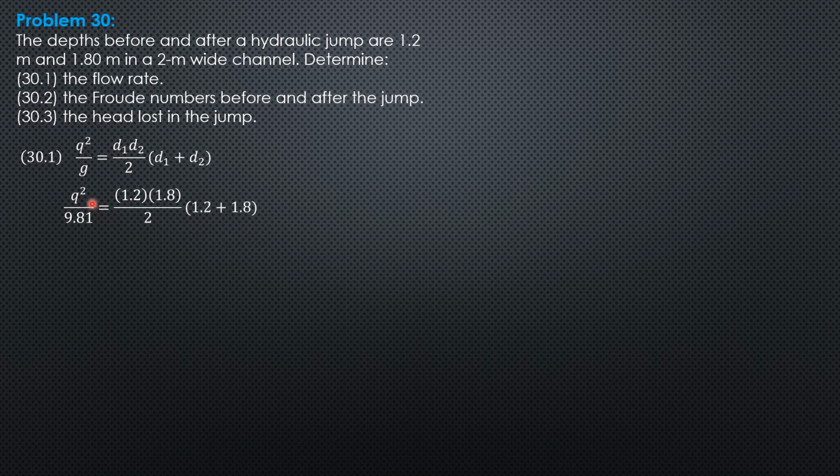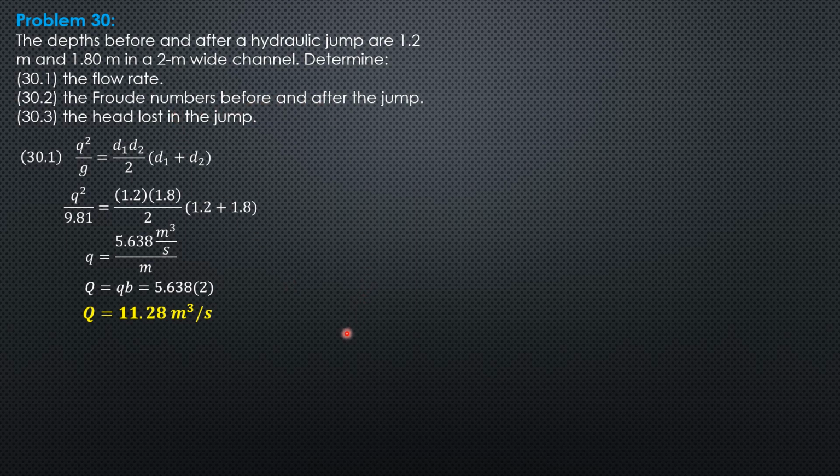So we can compute q. It is equal to 5.638 cubic meters per second per meter width of channel. So the discharge, therefore, which is q times b, and b is 2 meters, so times 2, the discharge is 11.28 cubic meters per second. Next, the Froude numbers before and after the jump.